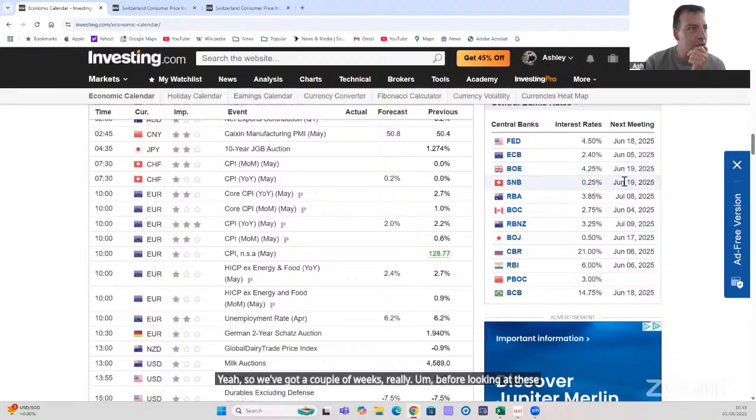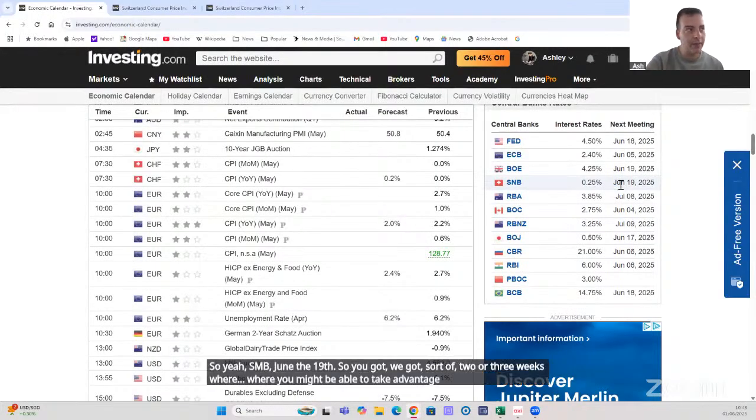The Bank of England, June the 19th. So yeah, SNB June the 19th. So we've got sort of 2 or 3 weeks where you might be able to take advantage of the interest rate differential. Okay.